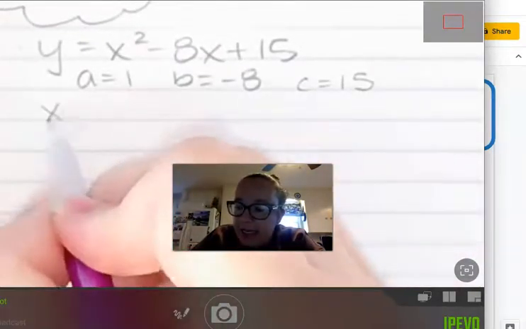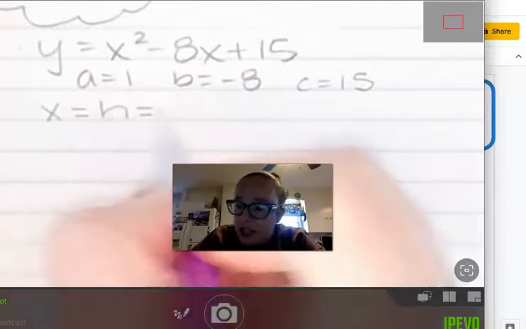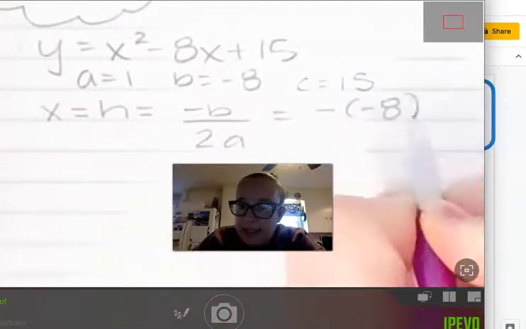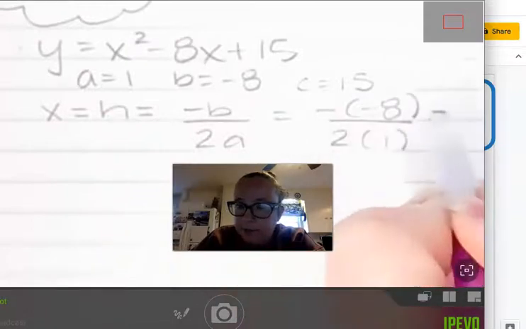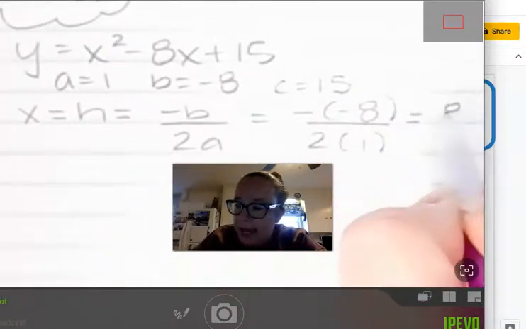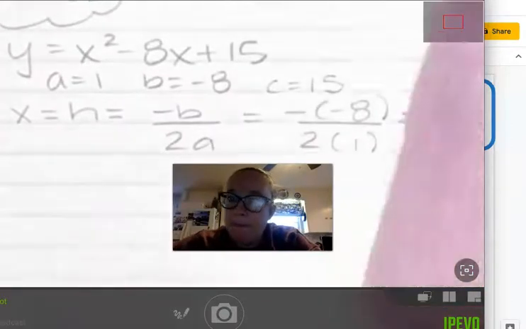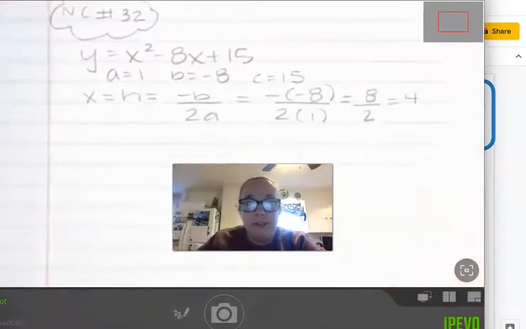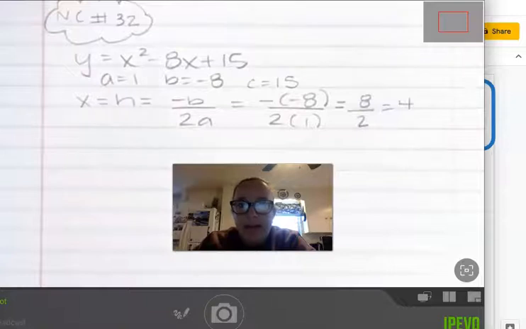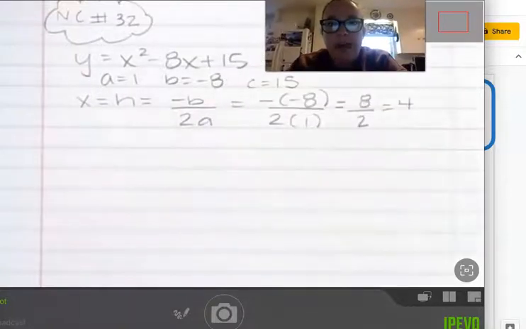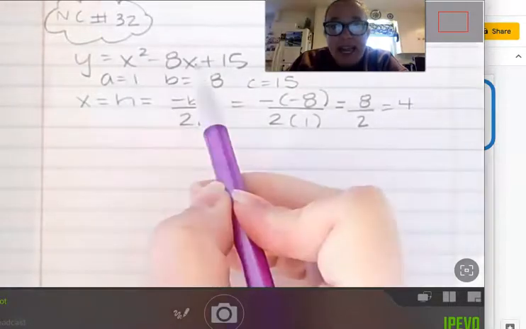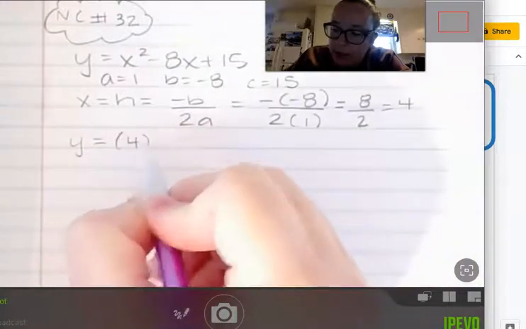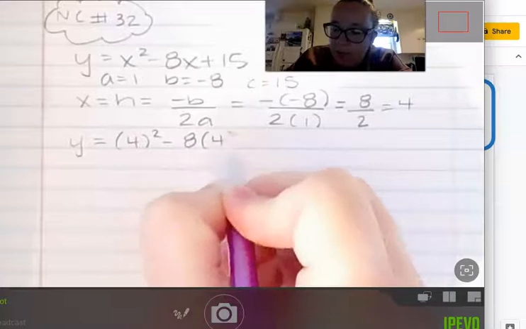Now, I know that the x value of the vertex, also known as h, is negative b over 2a. Should be negative 8 over 2 times 1, which would be 8 over 2, and that is 4. So we know that the x value of the vertex is 4. Now that we have the x value of the vertex, the hard part comes, where we have to plug it back in to these x values and get the corresponding y value. So it'd be y equals 4 squared minus 8 times 4 plus 15.